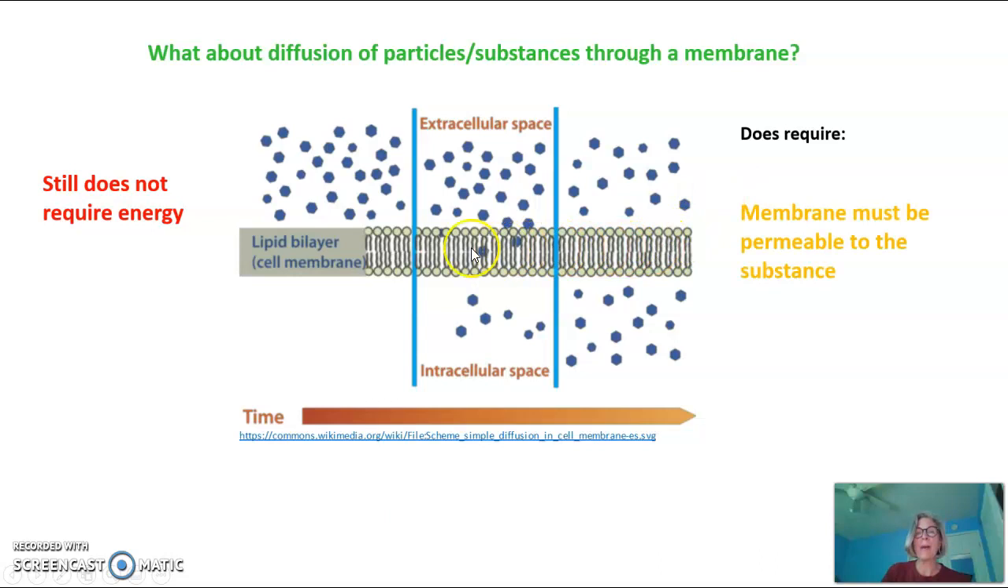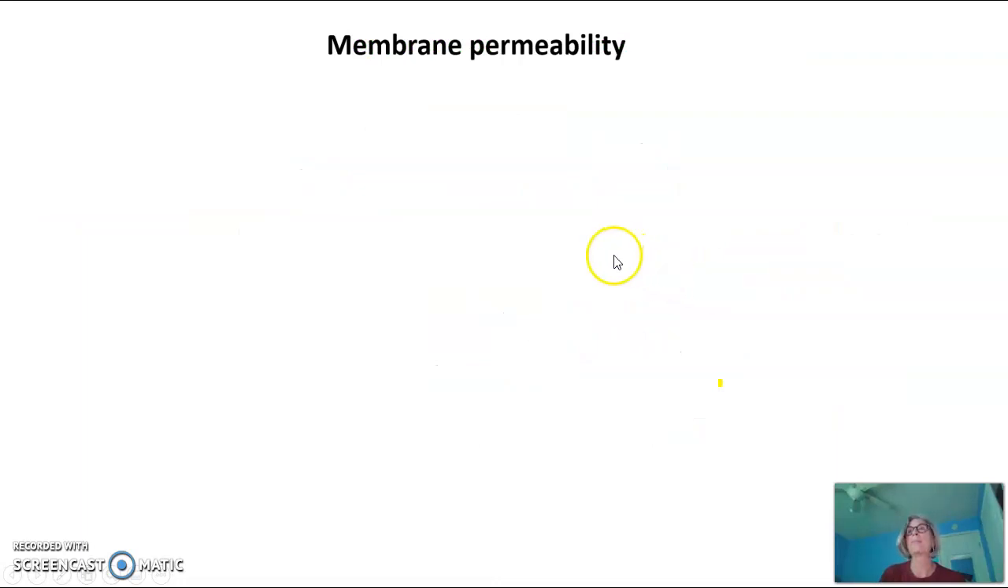It requires that the membrane that the molecule is passing through is permeable to that substance, and it requires what we call a concentration gradient. So I'm going to talk about each of these two requirements separately. First, let's talk about membrane permeability.